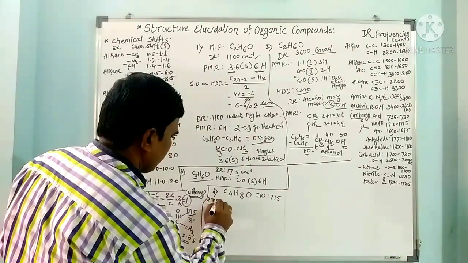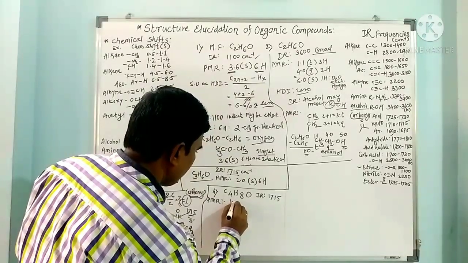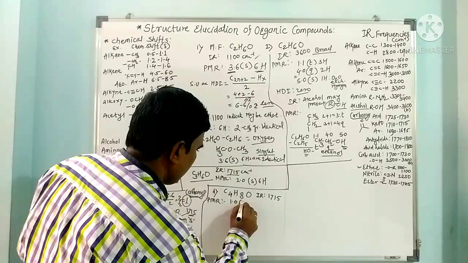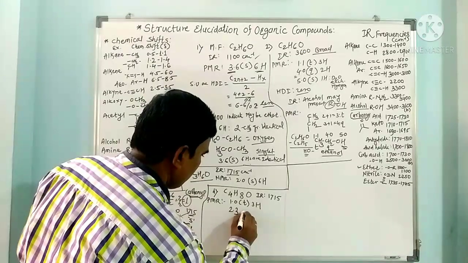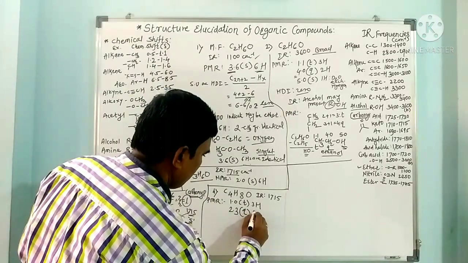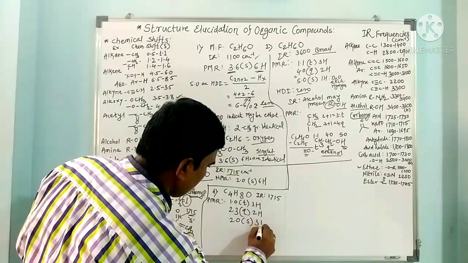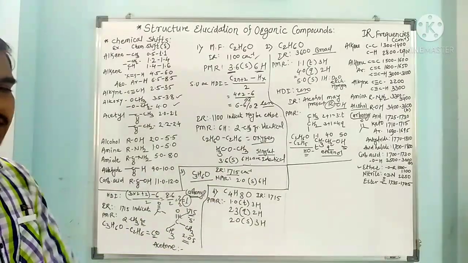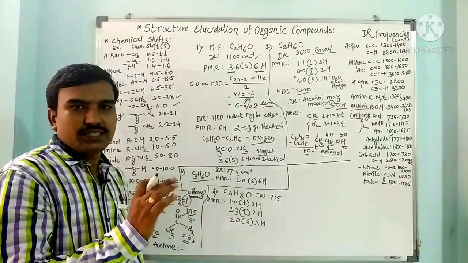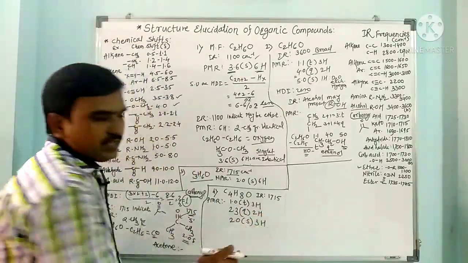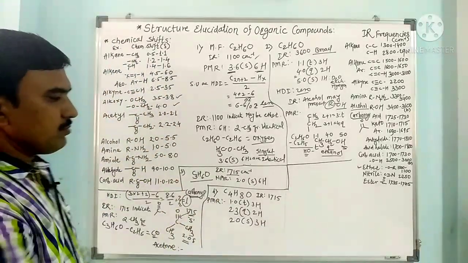And in PMR, here we are having 3 signals. One at 1.0, a triplet given by 3 hydrogens, at 2.3 a quartet given by 2 hydrogens, and at 2.0 a singlet given by 3 hydrogens. Determine the structure. So these 3 hydrogens indicate a methyl group is there. This CH2 indicates a methylene is there. This CH3 is there, 3 hydrogens. So just try to assemble the structure.